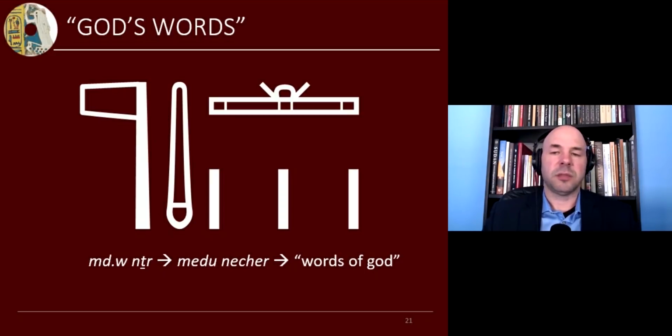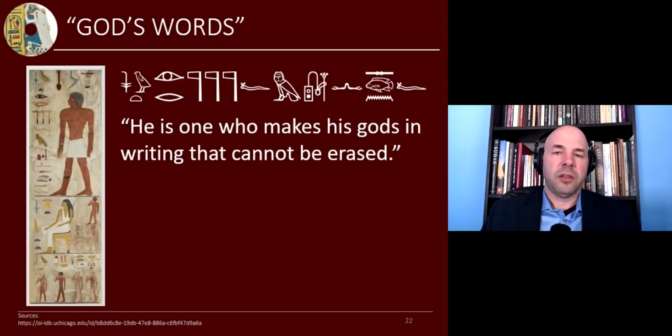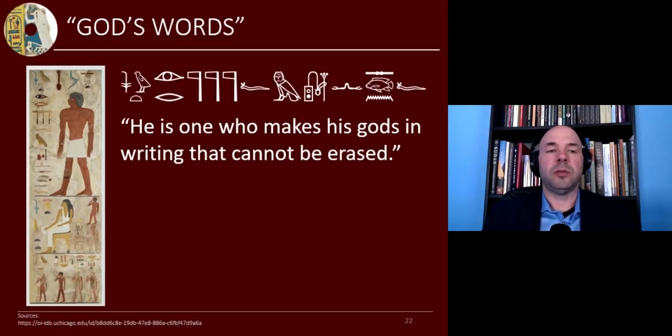So the Medu Necher, literally this means the words of God. And you can see this on a very famous example in the Oriental Institute, the panel of Nefermat, where he says, Sut irer necheruef im sesh in sinef. He is the one who makes his gods in writing that cannot be erased. And this middle section, the three flags that you see in the hieroglyphic script, necheru here probably referring to the Medu Necher, the words of gods, or the divine things, the divine writing, the images that he's writing on his stela.